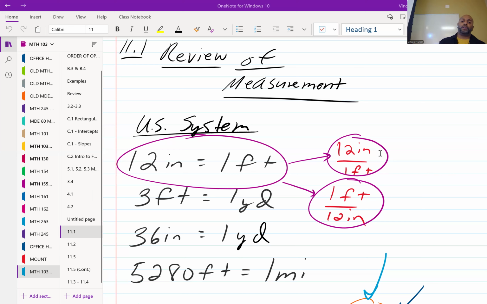So there's always going to be 12 inches in 1 foot, no matter what book you pull up, no matter if you ask Alexa, Siri, or whoever you ask, these are fixed. They will always be the same. So the first one is 12 inches equal to 1 foot. Then we have 3 feet equal to 1 yard. 36 inches equal to 1 yard. 5,280 feet equal to 1 mile.